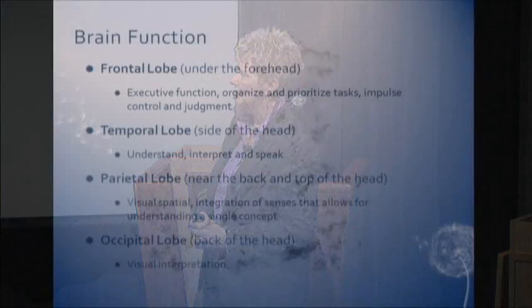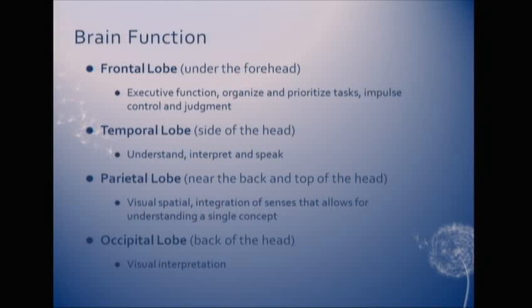The temporal lobe is on the side of the head, and that is where we have understanding and interpreting speech. Keep in mind all the brain parts work together, but this is kind of where these functioning pieces go. It helps you understand and interpret what you're saying, integrating all that information. So what you hear, understanding that, and being able to know what that means. That's a pretty high functioning kind of thing.